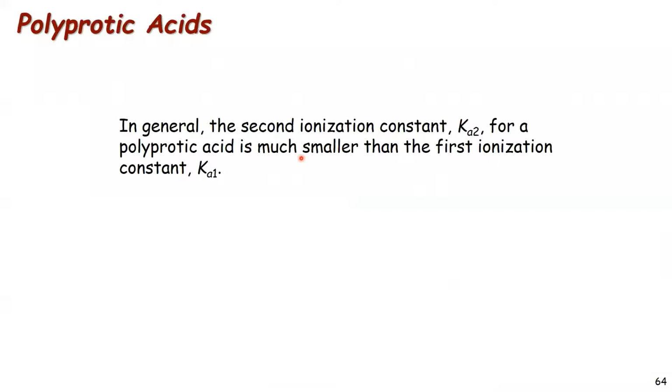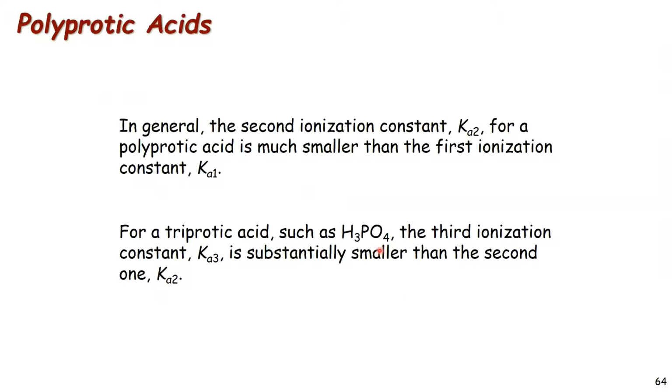Okay, so in general, again, the second ionization constant for a polyprotic acid is much smaller, generally orders of magnitude smaller than the first ionization constant. And we're just going to call them Ka1, Ka2, Ka3, Ka4, however many it has. So again, we can see that phosphoric acid is what we call a triprotic acid. It has 3 acidic protons. Okay, and again, the Ka values get smaller and smaller and smaller as we go down the line.